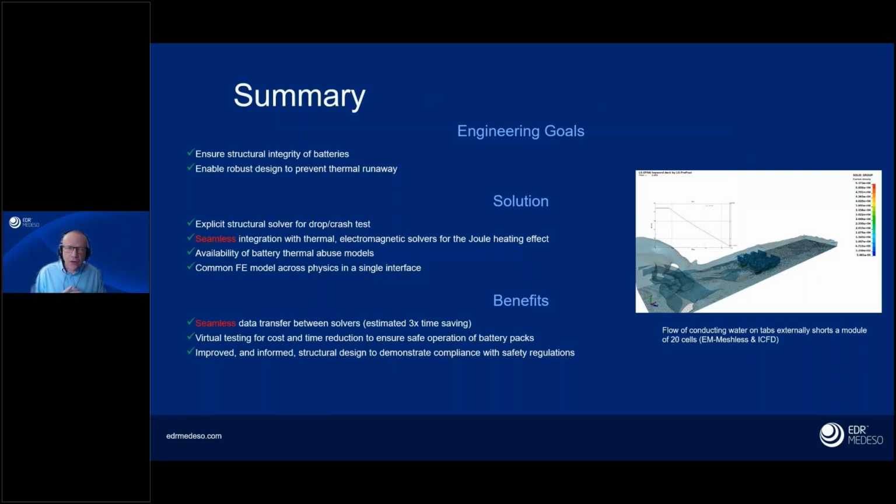Ultimately, we've got a means here of being more informed about our design decisions and how they might affect structural integrity and safety of batteries. And you can see that's a pretty powerful example, isn't it? We've got water flowing here, so a conducting water flowing over external tabs, which is then shorting that. So we've got some structure in here, we've got some electromagnetics, we've got a meshless representation, actually, of the battery in this place, and we've got CFD all coupled together within a single environment. So, a tremendously powerful way of assessing the performance of our batteries.